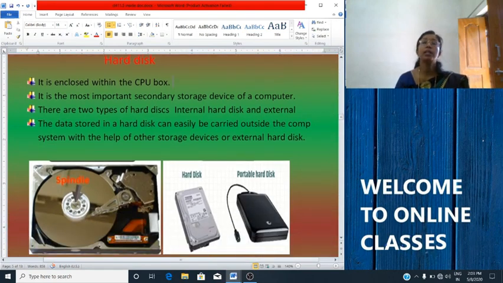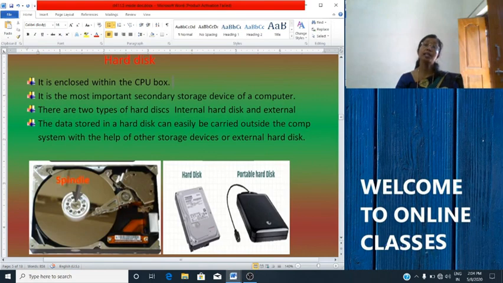It is more reliable than any other secondary storage devices, and it is available with the computer system because it is placed inside the CPU. The capacity of a hard disk starts from 500 GB and can range from GB to TB. There are two types of hard disks: internal hard disk and external hard disk.